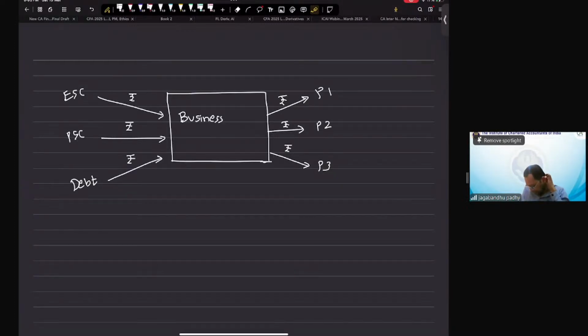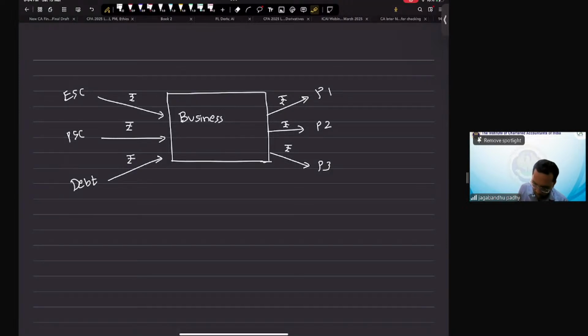Now, the question is, when we are putting money into the projects, what do we expect in return? Tell me, guys, what do we really expect in return when we are putting money into multiple projects? Yeah, profit, return, right?